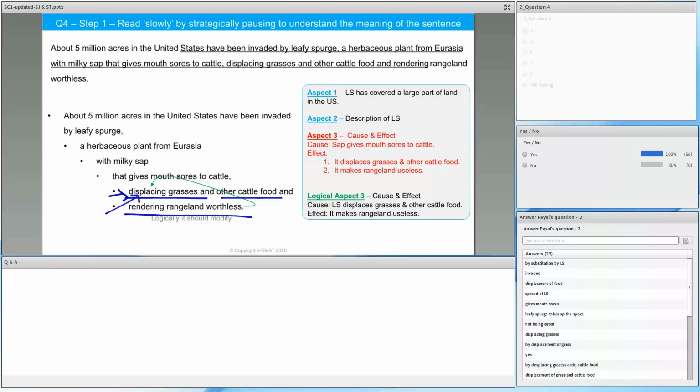We exactly know what we are looking for. So displacing should be talking about leafy spurge. It should not be related to milky sap. And rendering rangeland worthless should be the effect of the action displacing grasses. This is exactly what we need to correct logically in this sentence. Now, grammatically, is there any flaw in this sentence? No. Actually, there is no flaw grammatically in this sentence.